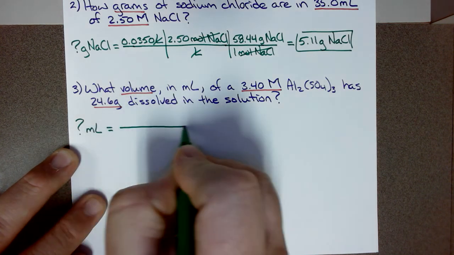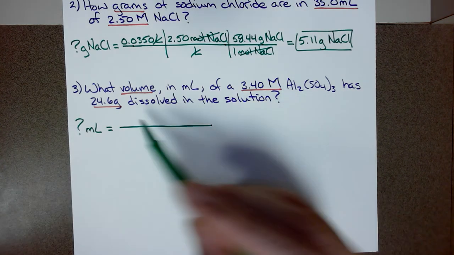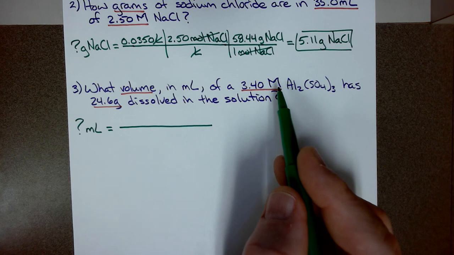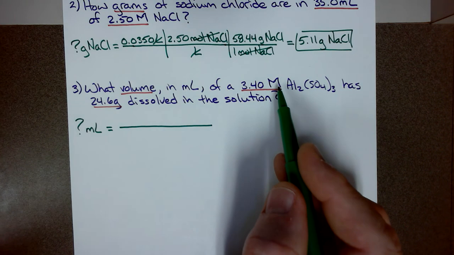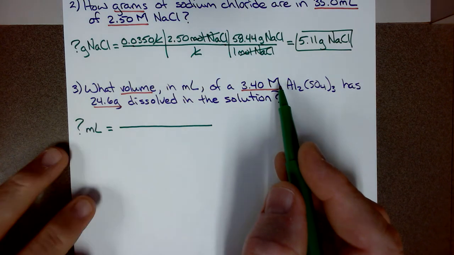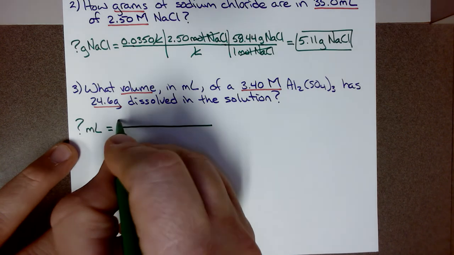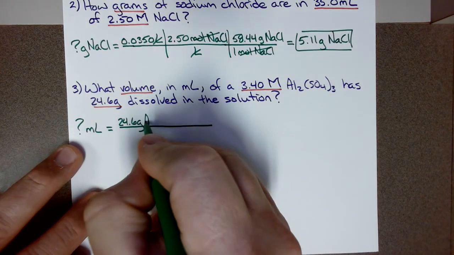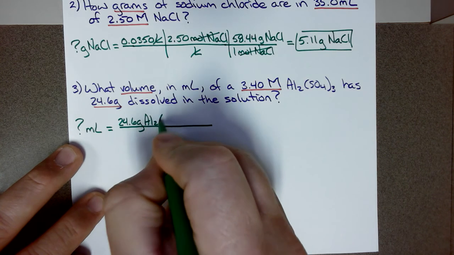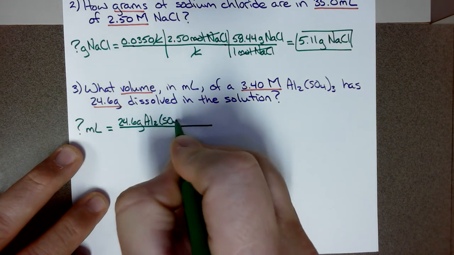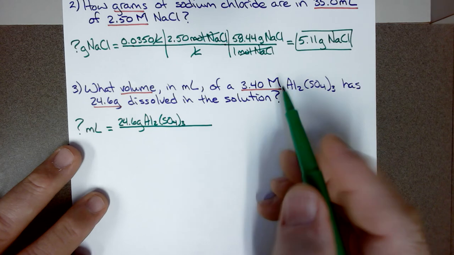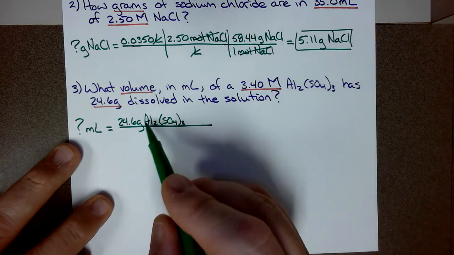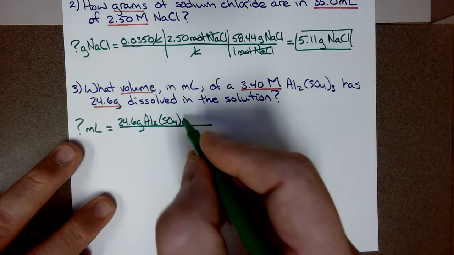And I want to start with my direct measurement. Remember, molarity is a derived unit, which can be used as a conversion factor. So I'm going to start with 24.6 grams of aluminum sulfate. Now, we know that molarity has moles per liter, so I've got to convert grams to moles.